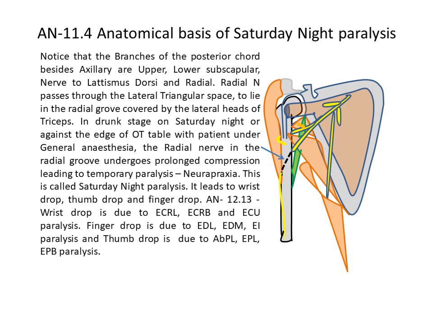Wrist drop is due to extensor carpi radialis longus, extensor carpi radialis brevis, and extensor carpi ulnaris paralysis. Finger drop is due to extensor digitorum, extensor digiti minimi, and extensor indicis paralysis. And the thumb drop is due to abductor pollicis longus, extensor pollicis longus, and extensor pollicis brevis paralysis.